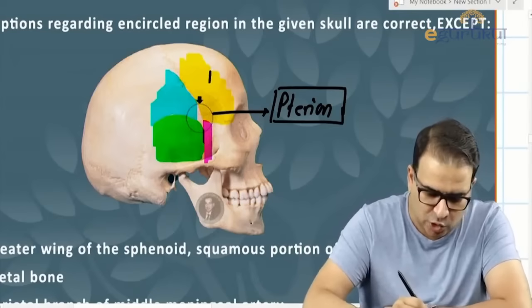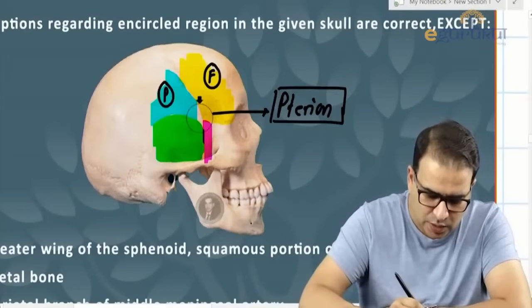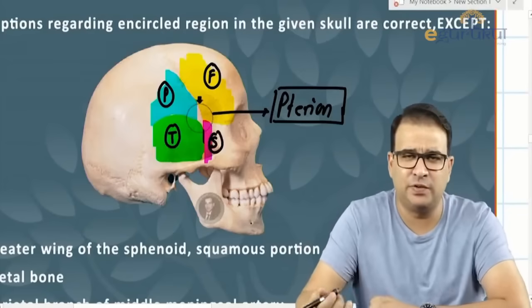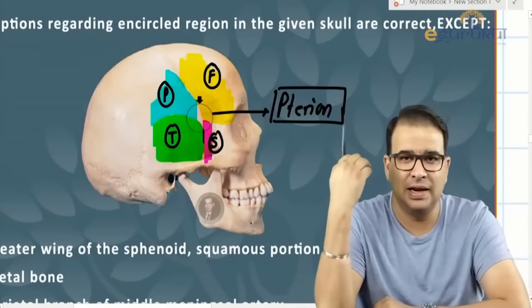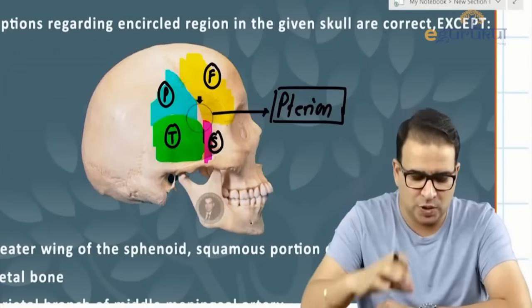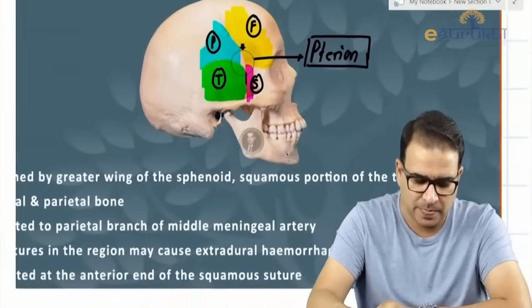So the 4 bones which are contributing to it are the frontal bone, the parietal bone, the squamous part of the temporal bone, and the sphenoid bone. But what sphenoid? That's the greater wing of the sphenoid. The lesser wing of the sphenoid anyway is not on the outer side. It's the greater wing of the sphenoid in there. So those are the 4 bones which are fusing together at this point and forming this pterion here.